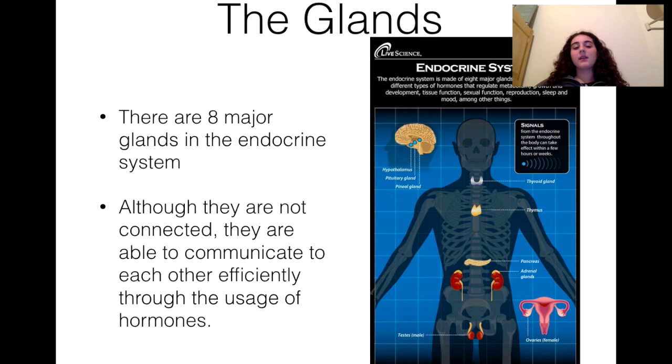There are 8 major glands in the endocrine system. Although they are not connected, they are able to communicate to each other efficiently through the use of hormones.